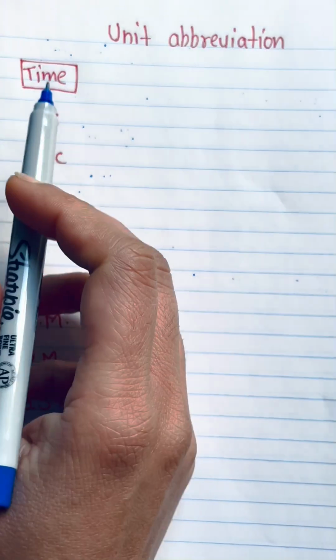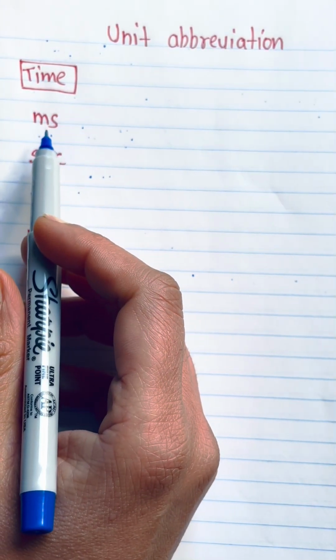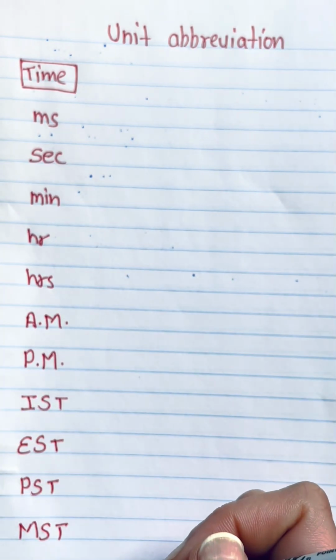So our first unit is time, and all the abbreviations for time we are going to learn over here.